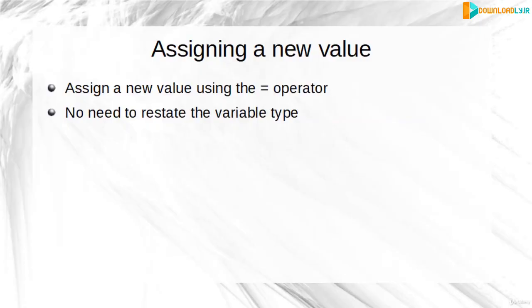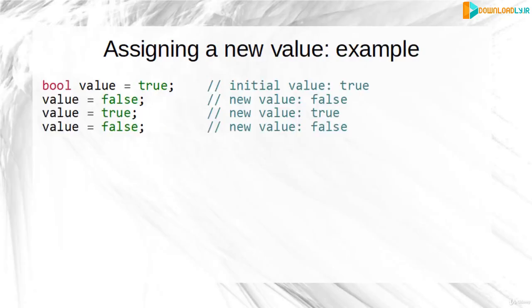We can also change the value of a Boolean variable. It is very similar to declaring with an initial value. We also use the equal sign and then the new value for the variable. There is no need to declare the variable type this time. Here's an example. We initially assign a value of true, and then we reassign the variable with a value of false. We can do this any number of times.